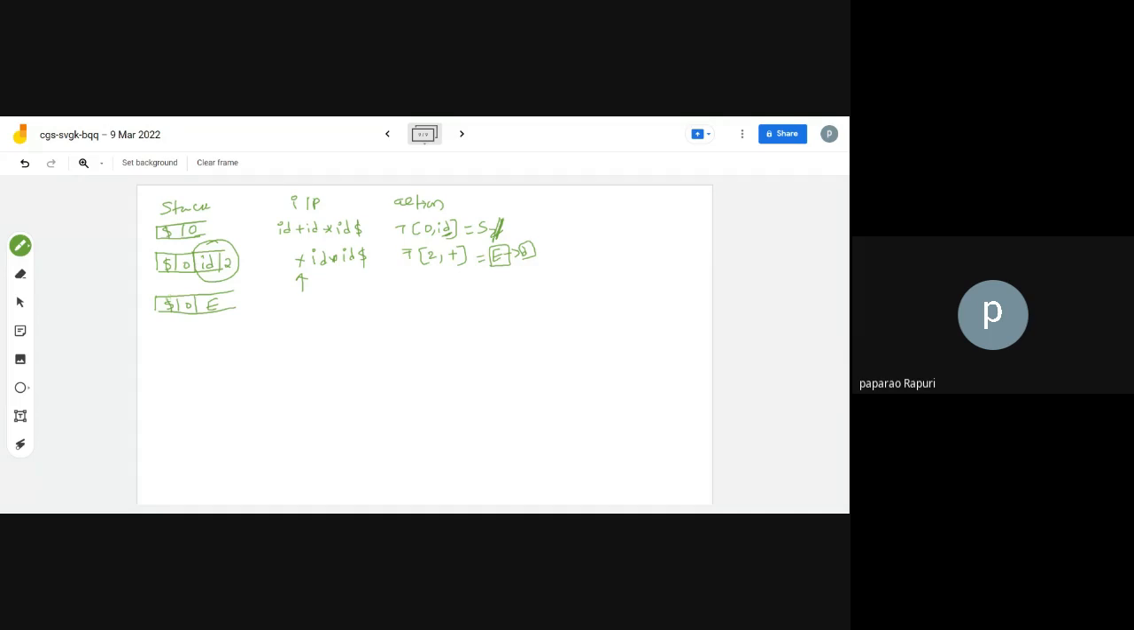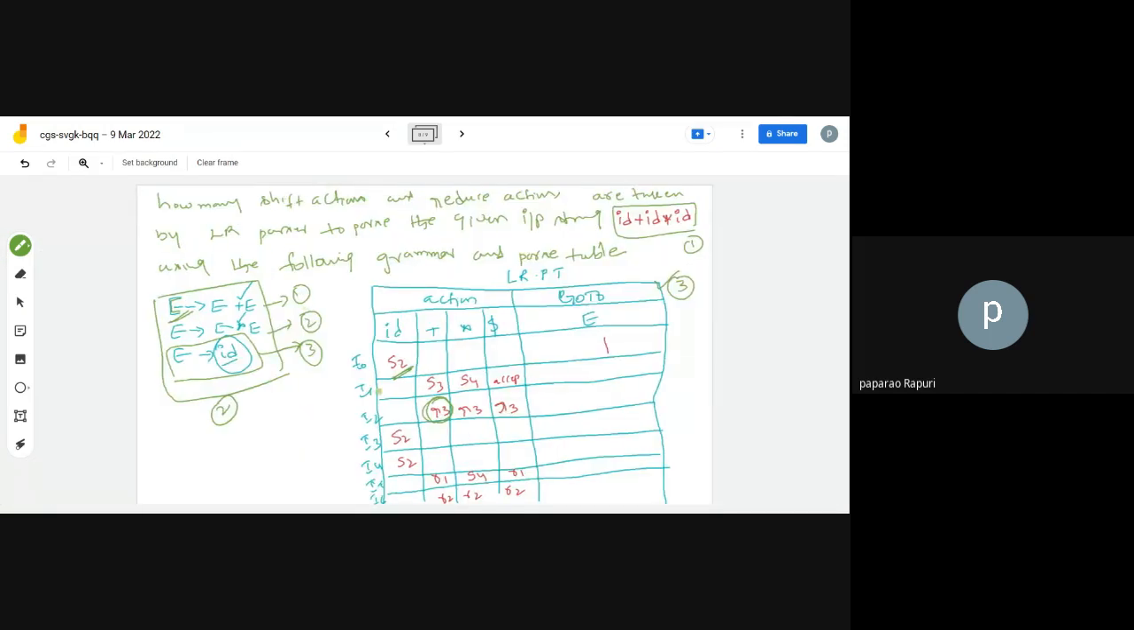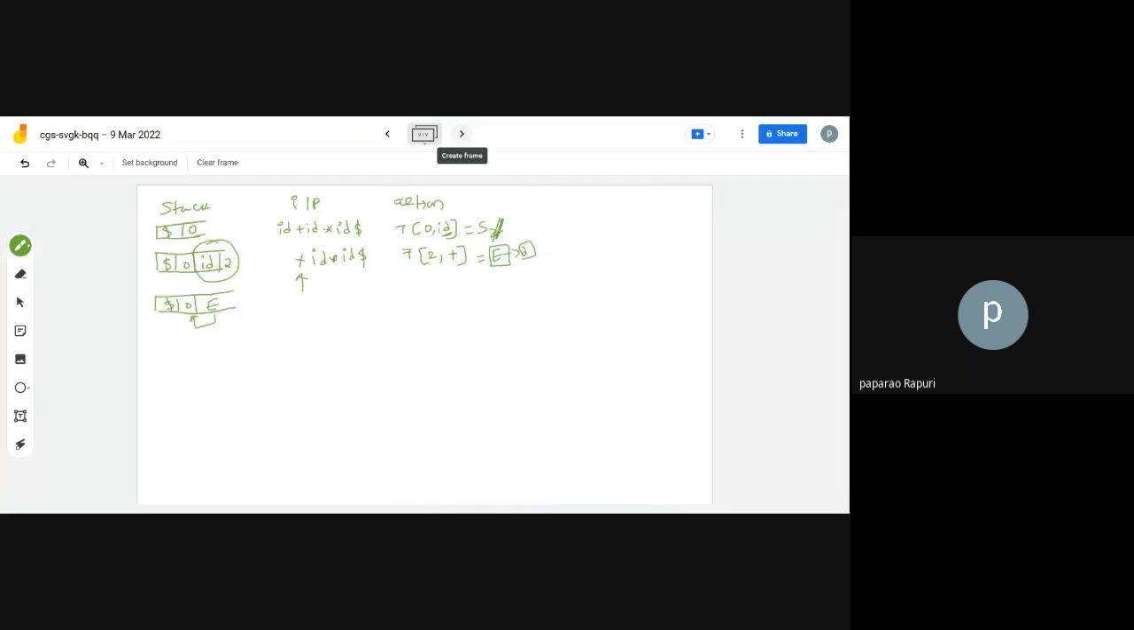So we need to push the left hand side non-terminal, that is E. After that we need to go to E comma 0. Here E comma 0 means again go to 0 comma E. What is the symbol here? 1, sir. So push 1. So this is the reduction operation.